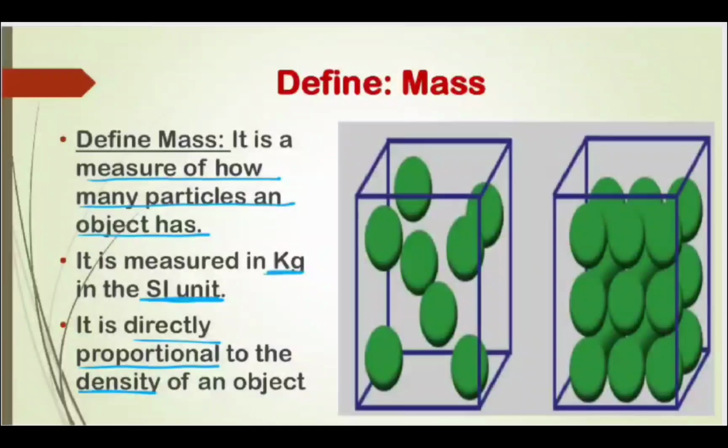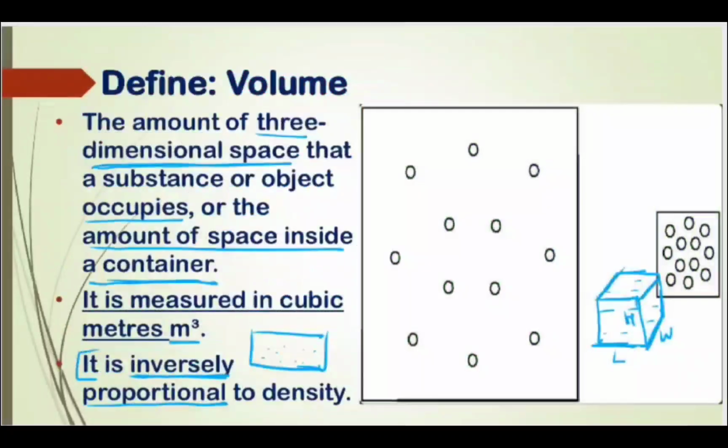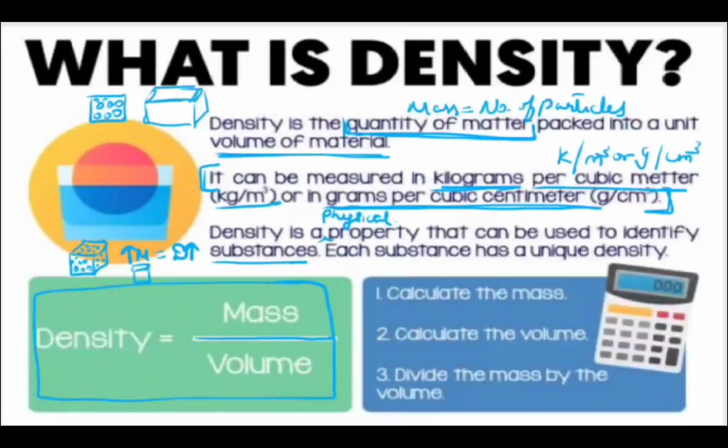So that's why density is directly proportional to the mass of the object, and density is inversely proportional to the volume of the object. And this helps us to derive this formula, which is density is equal to mass upon volume. So density is directly proportionate to mass, and inversely proportionate to volume.